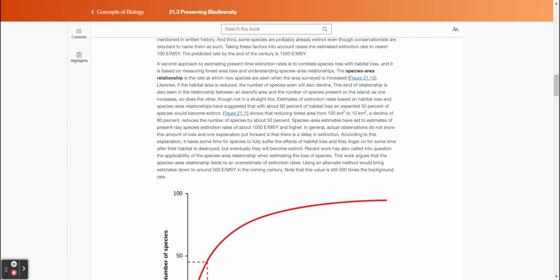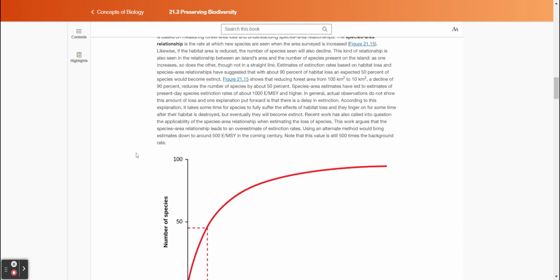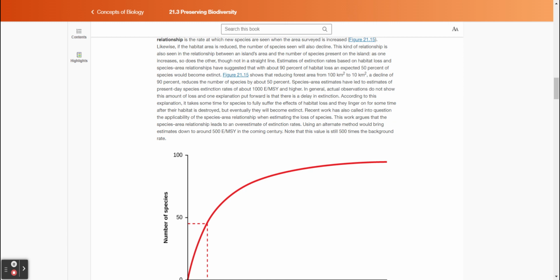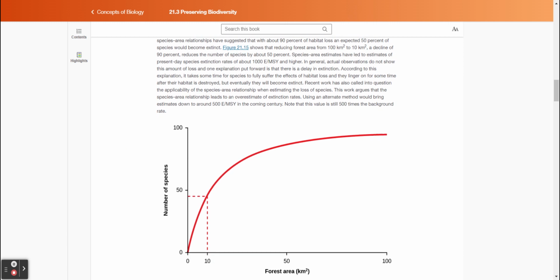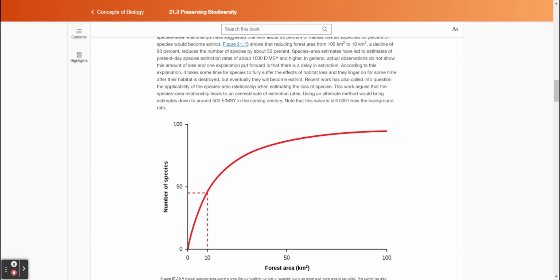Estimates of extinction rates based on habitat loss and species area relationships have suggested that with about 90% of habitat loss, an expected 50% of species would become extinct. Figure 21.15 shows that reducing forest area from 100 square kilometers to 10 square kilometers, a decline of 90%, reduces the number of species by about 50%.